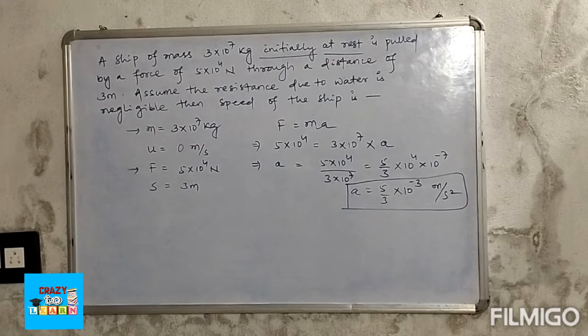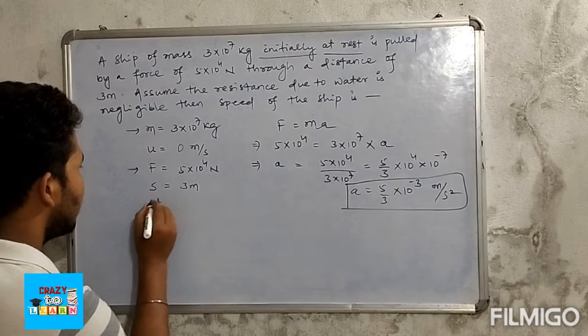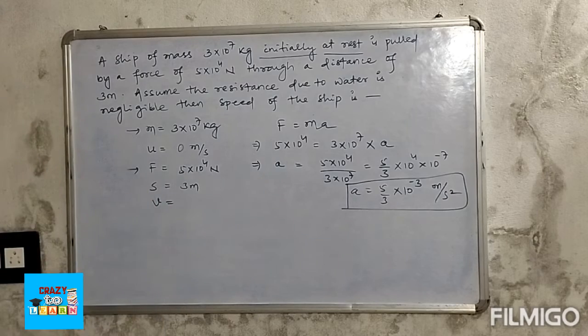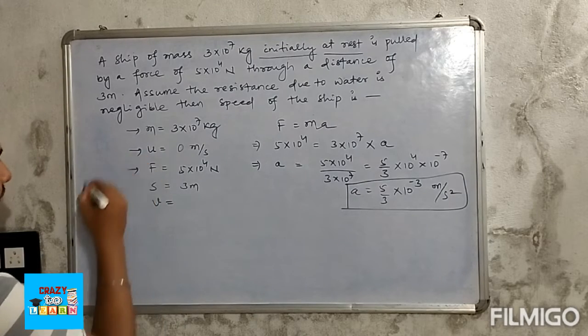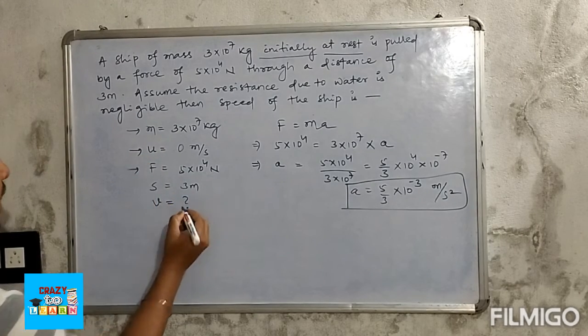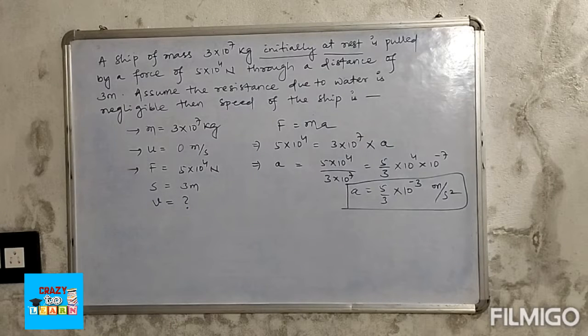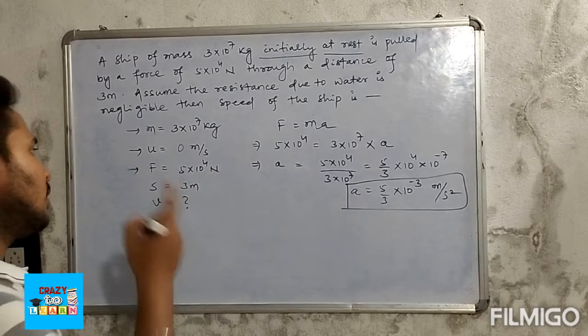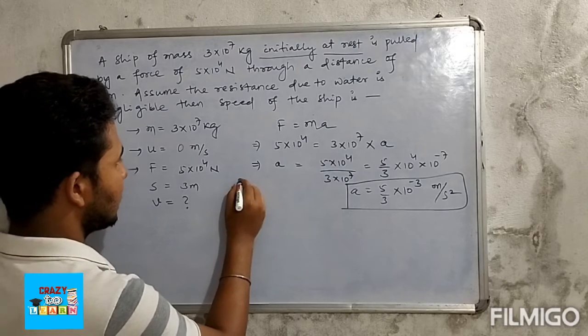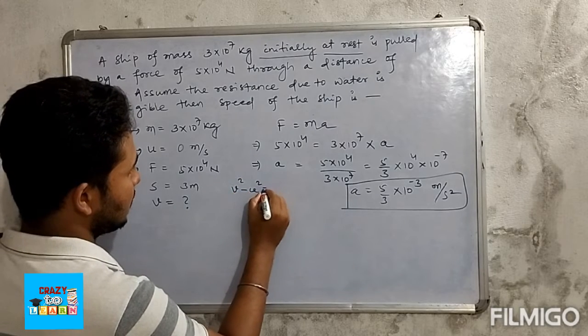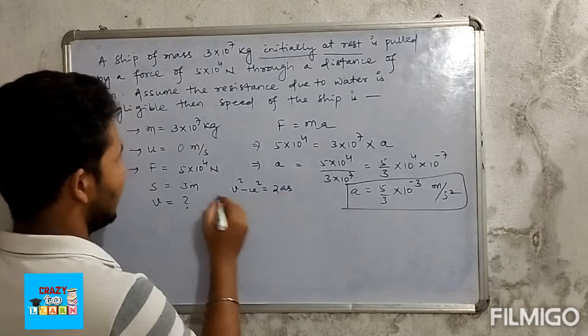Now we will go for the speed of the ship. That means V, we have to calculate the V, the final velocity. U is given to you and it is asked to you to calculate the final velocity. What is the final velocity? And we know from the equation of motion, what is the formula? The formula is V square minus U square is equal to 2as.